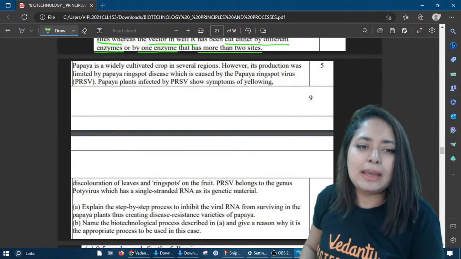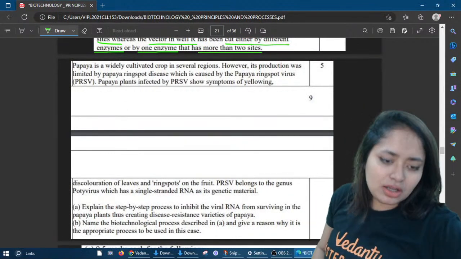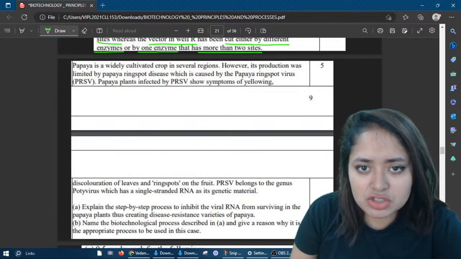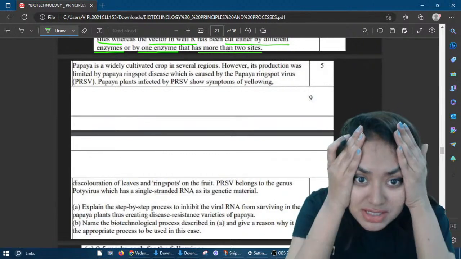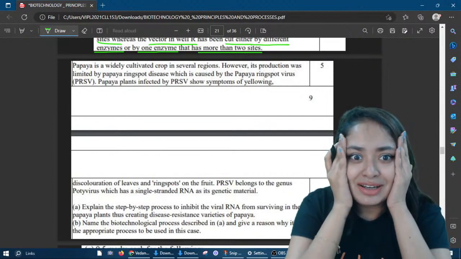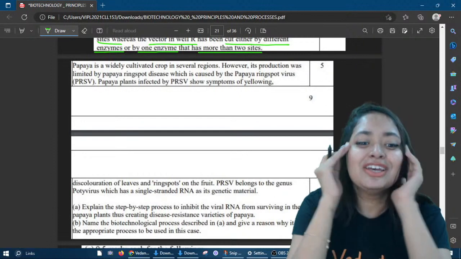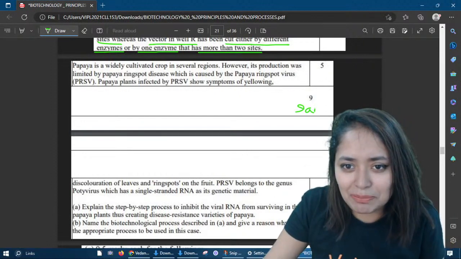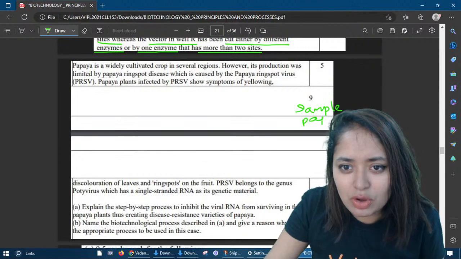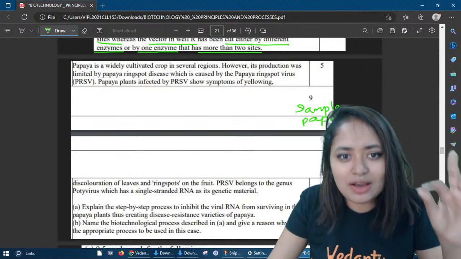Do this. Papaya is a widely cultivated crop in several regions. However, its production was limited by papaya ring spot disease, which is caused by papaya ring spot virus. Ma'am, I don't think we have this in the syllabus. You have it in your syllabus, children. This is a sample paper question. Sample paper se main utha ke leke aayi hu isko. Ye biotech chapter ka hi question hai.